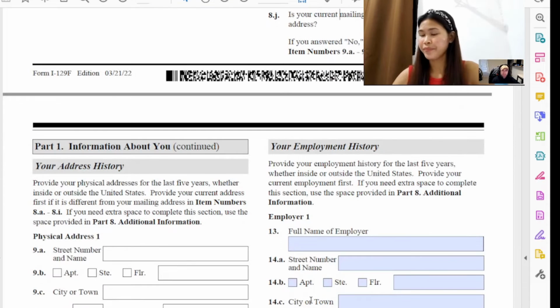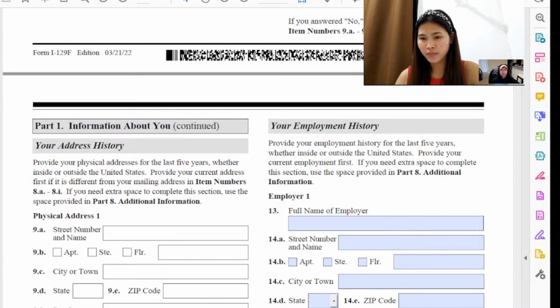This is where some of this stuff gets a little intricate. We are going to be filling out your address history and your employment history, and this is still for the petitioner. So provide your physical address for the last 5 years, whether inside or outside the United States. For a military member, I may have to put my address from Bahrain, and my address from Japan, for the last 5 years. So my Japan and my Bahrain addresses were in here as proof of my address history.